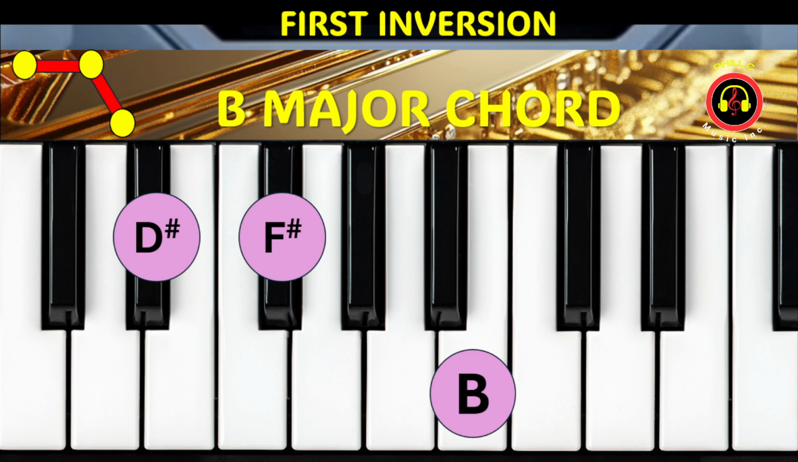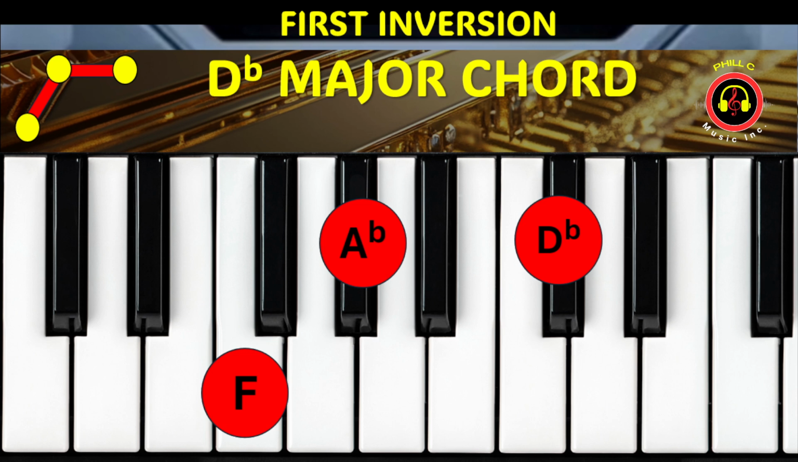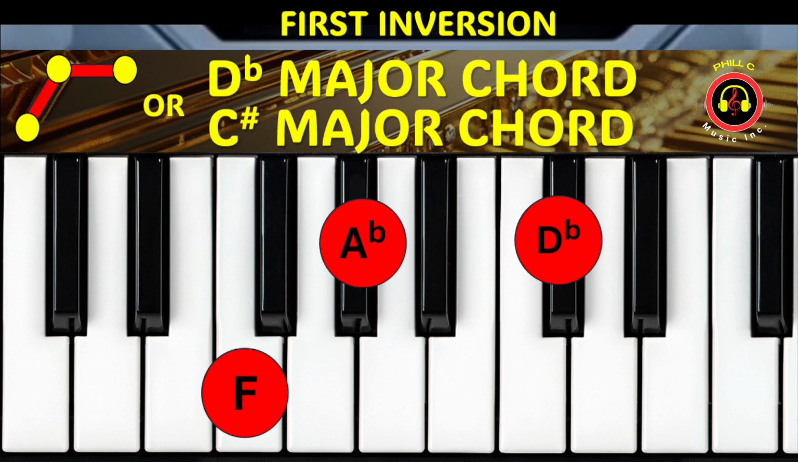Okay, let's go to the final 5, the black notes. Which chord is this? C major first inversion, C sharp major, beg your pardon. C sharp major first inversion, it's late. C sharp major first inversion, or D flat major. Now these are the black notes, so they're going to have dual names.